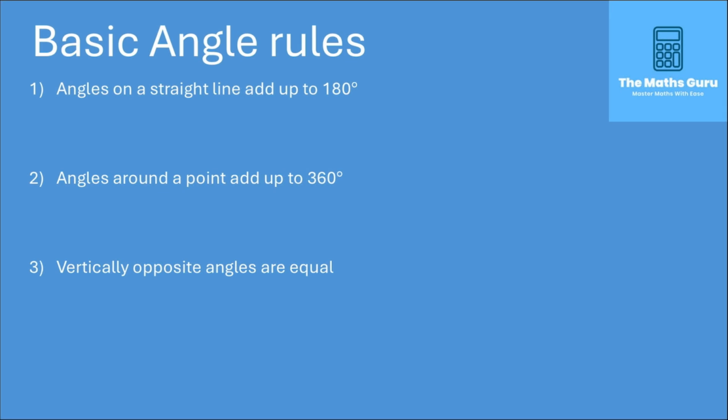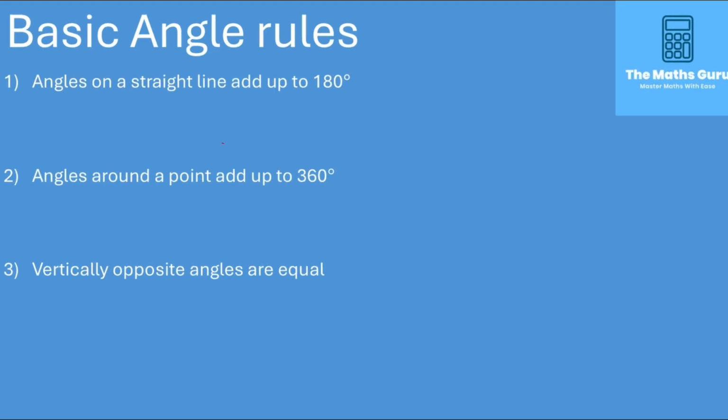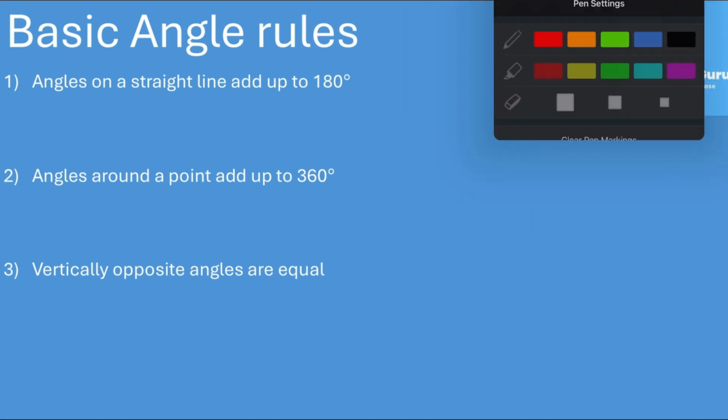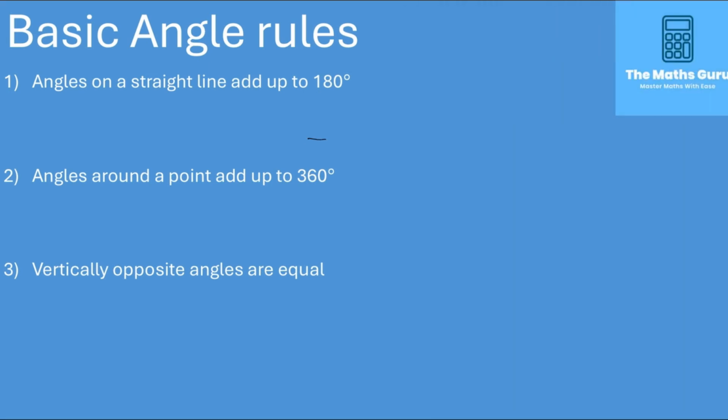So the basic angle rules that we're going to need to know before we go into any sort of questions is firstly, angles on a straight line add to 180. So if I just draw this like this, angles on a straight line add up to 180. So here we have x degrees, and here we can say we have y degrees, and we can say x plus y is equal to 180 degrees. Hence, angles on this straight line will always equal 180 degrees.